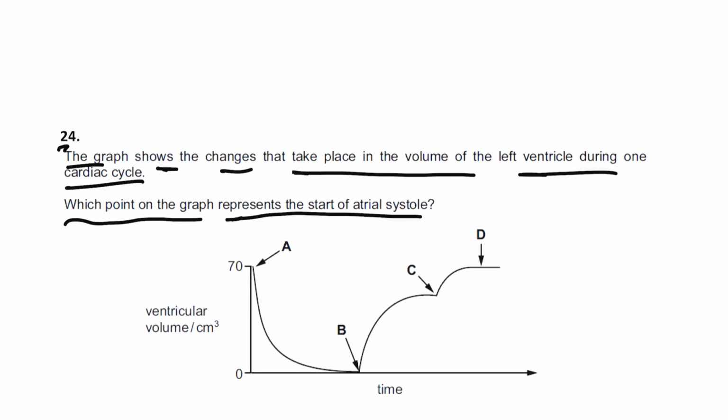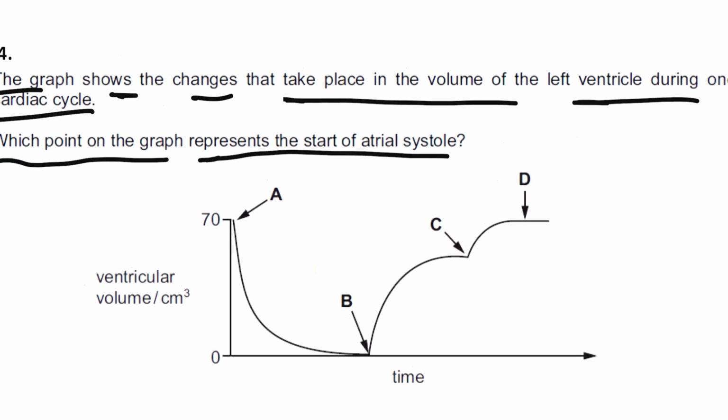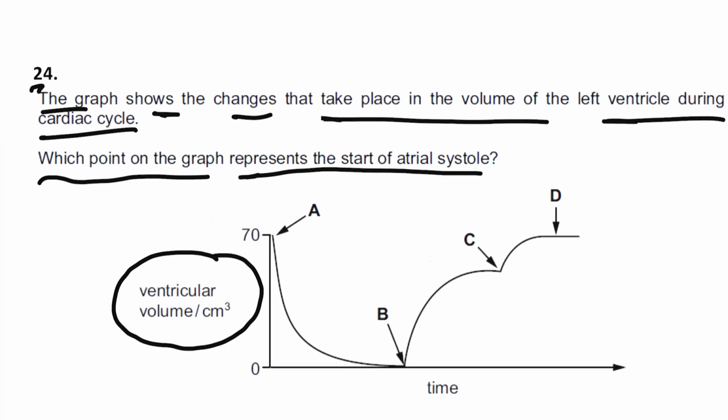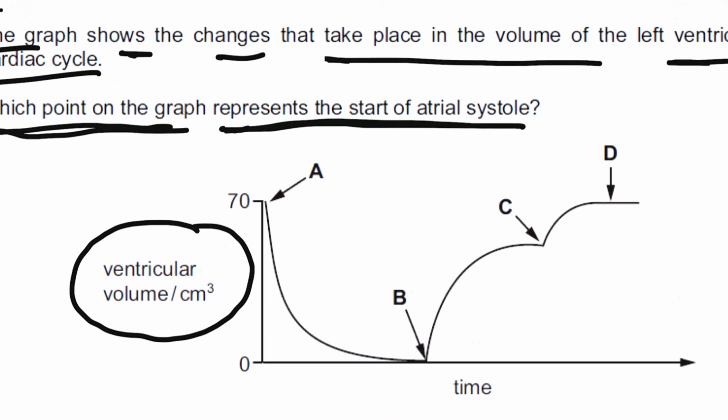Okay guys, so this is a graph on which the y-axis shows ventricular volume. So this is the volume of the left ventricle during the cardiac cycle, right? They are asking which point on the graph represents the start of the atrial systole. As you all know, when the left atrium contracts, the blood will be squeezed into the left ventricle, so the volume of the left ventricle will increase.